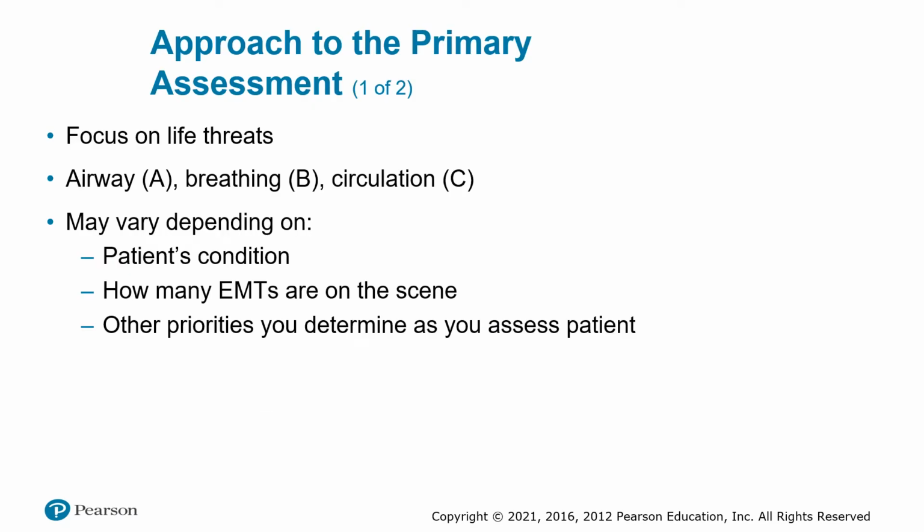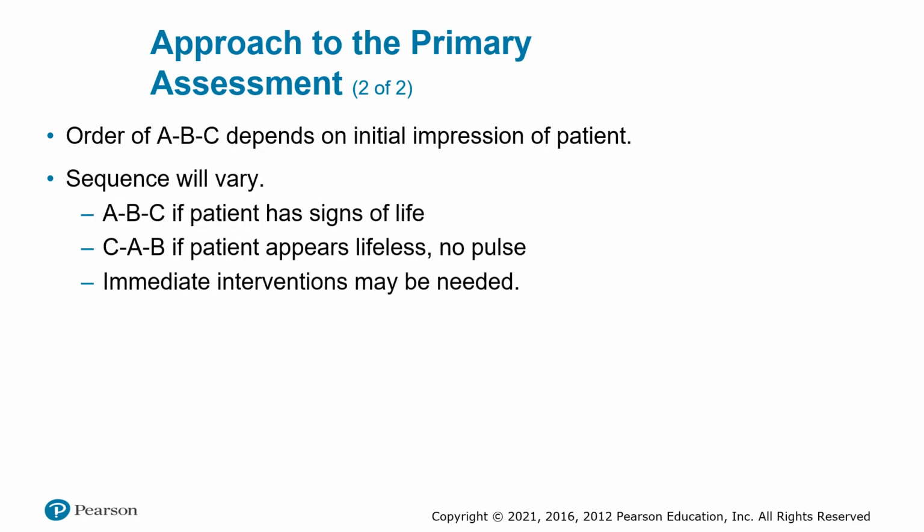So we're going to talk about the primary assessment. The basic approach is we're going to focus on life threats. We're going to check for airway, breathing, and circulation. And this primary assessment depends on the patient's condition, how many EMTs we have on scene, and what other priorities we may have to assess as you assess the patient. So the order of ABC depends on the initial impression of that patient. So the sequence can vary.